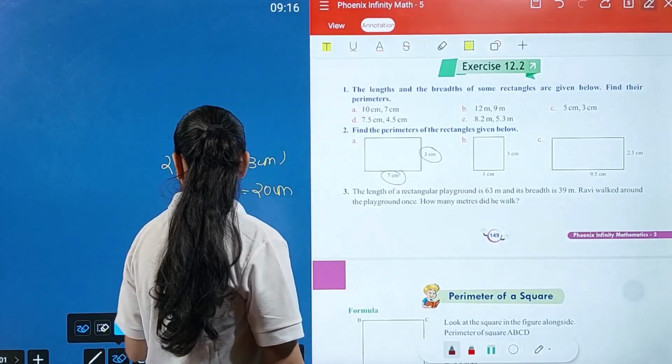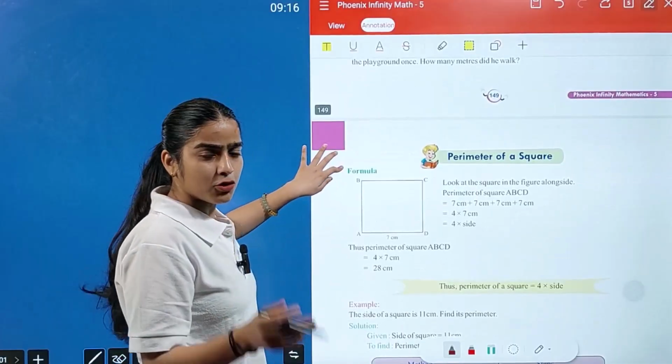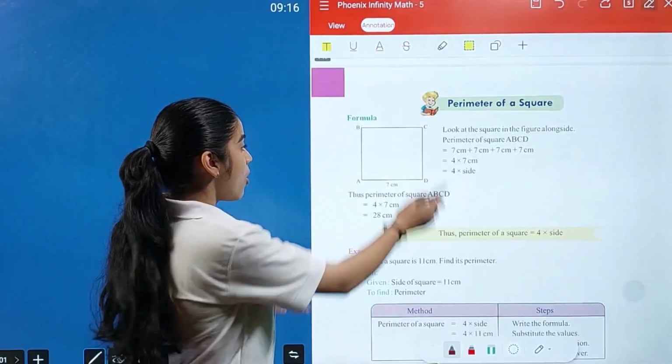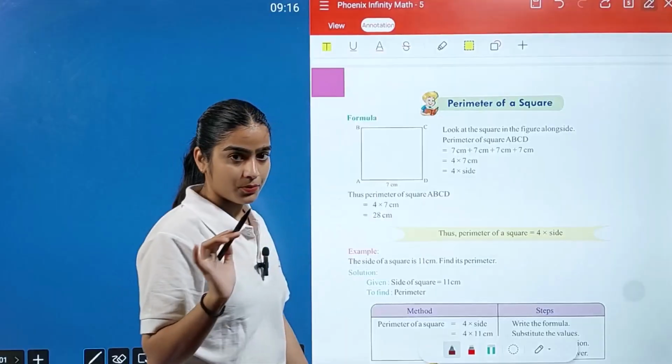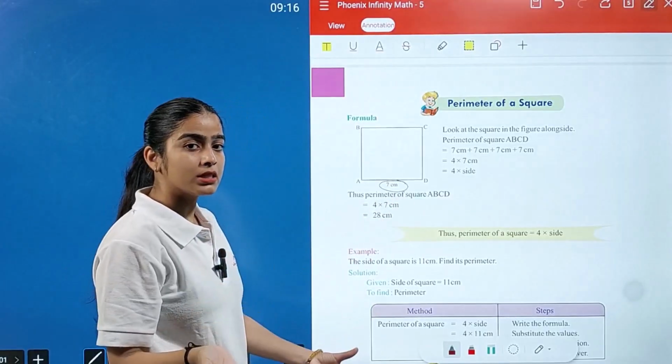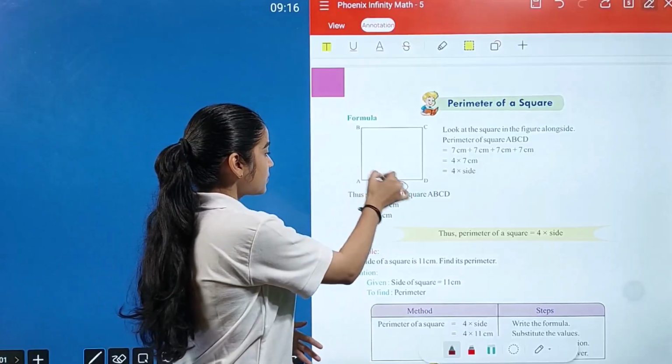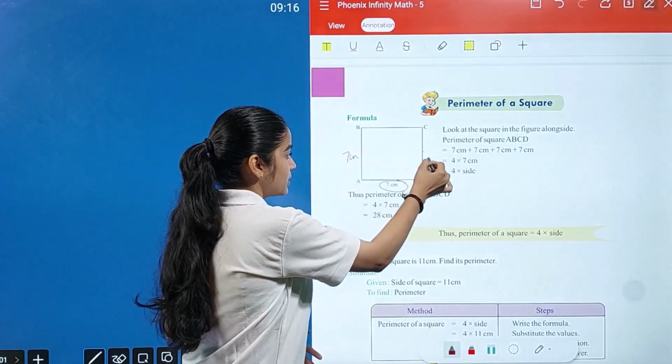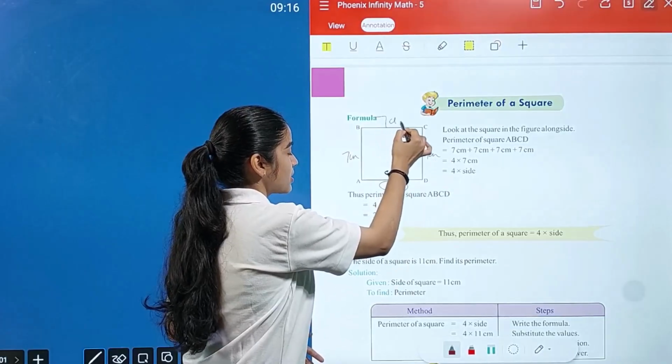Now we deal with perimeter of square. That is very easy because in a square we already know that all four sides are equal to each other. Okay, so if we have only one side 7 centimeters, it is self-understanding that this is also 7 centimeter, this is also 7 centimeter, this is also 7 centimeter.